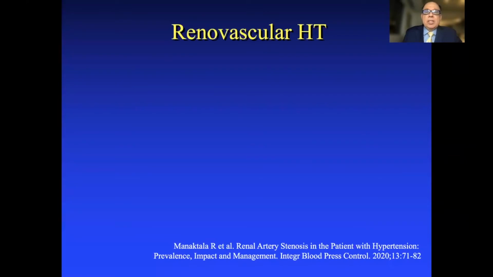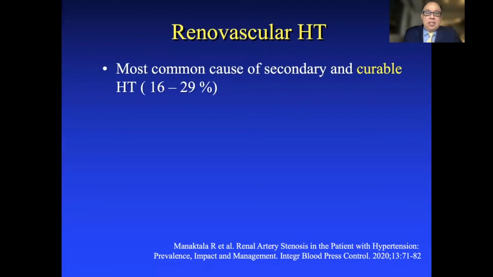Let's begin with some general comments regarding renovascular hypertension. This is the most common cause of secondary and curable hypertension. According to the international literature, these cases can be between 16 to 29%.